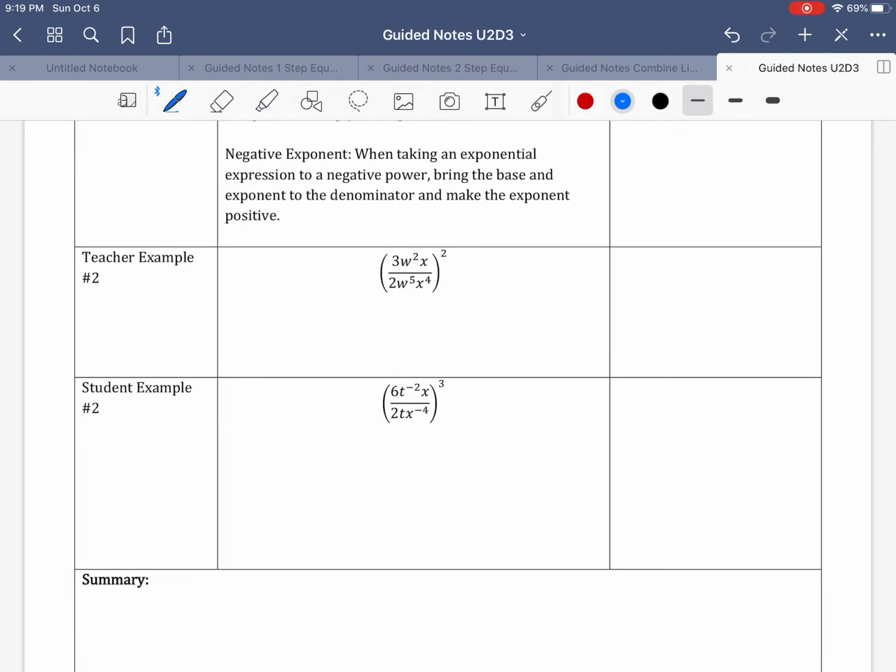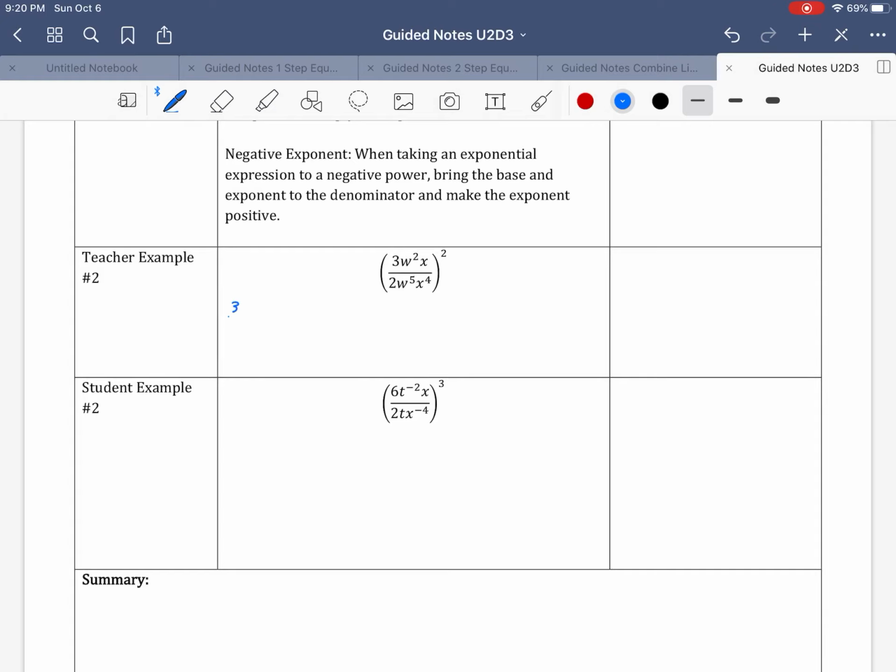But we're going to take all of the rules that we know now, apply it to this problem. 3w squared x divided by 2w to the 5th x to the 4th, quantity squared. So there's a lot of different ways that we could approach this using our different rules, but generally I want to simplify the inside of my parentheses as much as I can first before I apply my power rule.